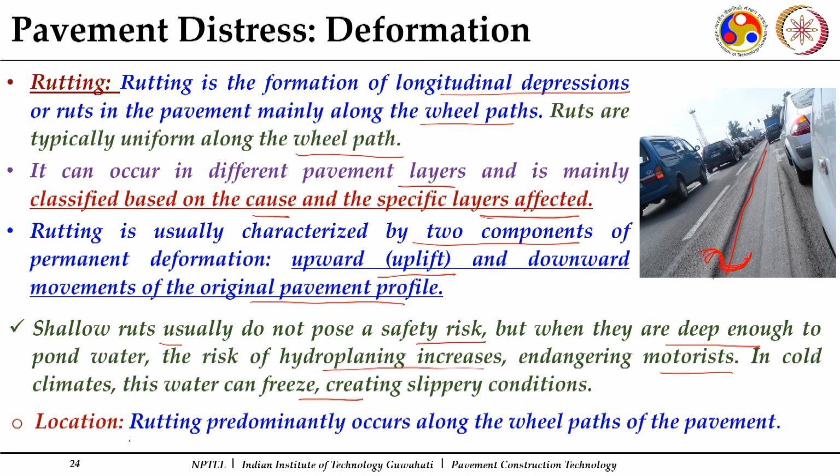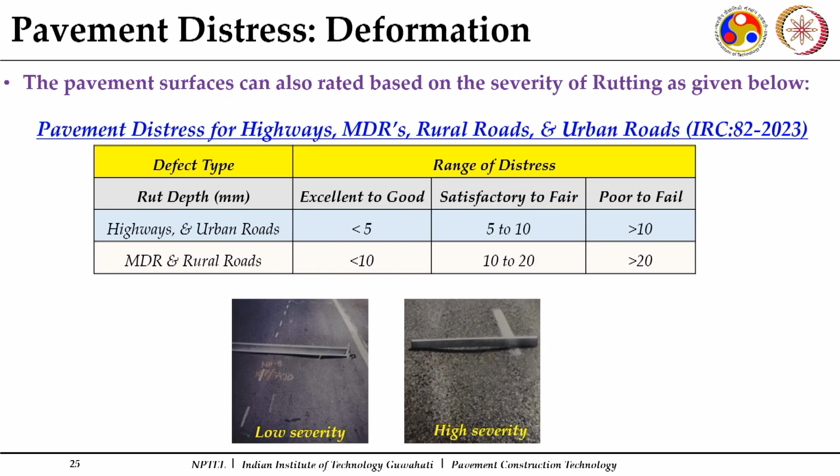So, locations where these are most likely to happen: rutting predominantly occurs along the wheel paths of the pavement, because there you are going to experience the maximum amount of load coming over the pavement surface. And on the basis of the amount of ruts, the pavement surfaces are also rated.